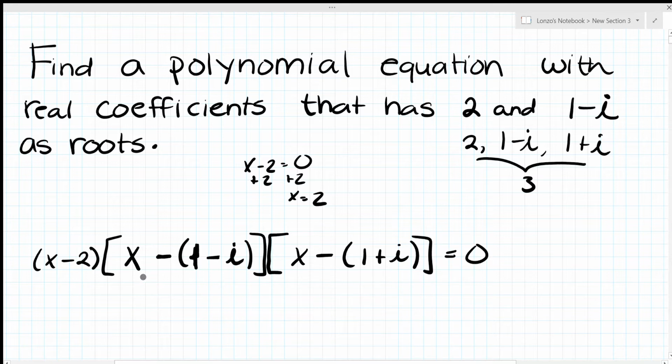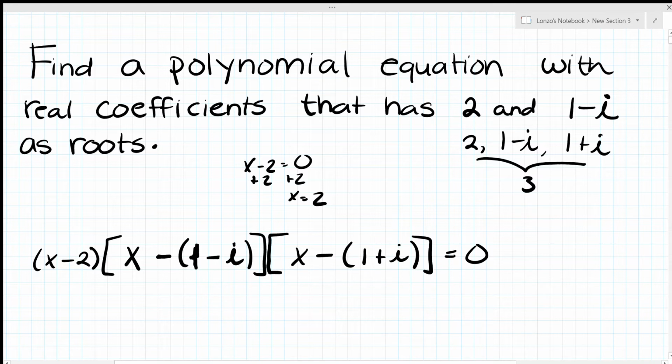You're probably thinking, how? There's no formula, this is just how you set it up. So just remember this is going to be the 1 minus i, and this one's going to be 1 plus i. You always put a minus here, and then x here, and x here. So it's x minus 1 minus i, and then x minus 1 plus i.